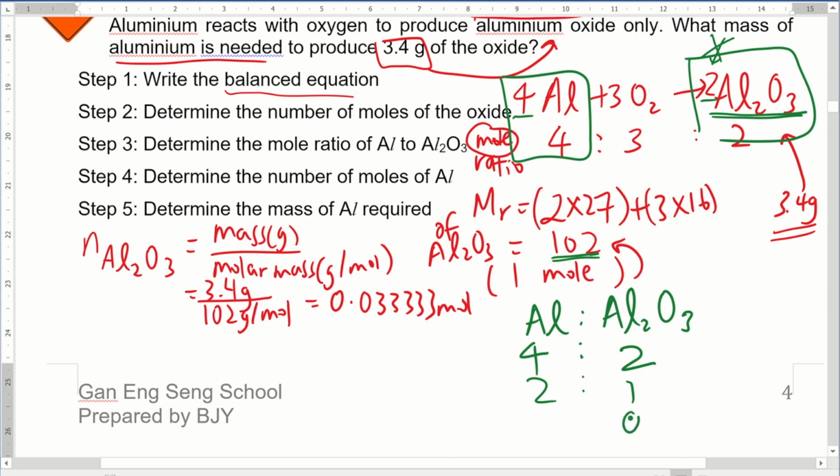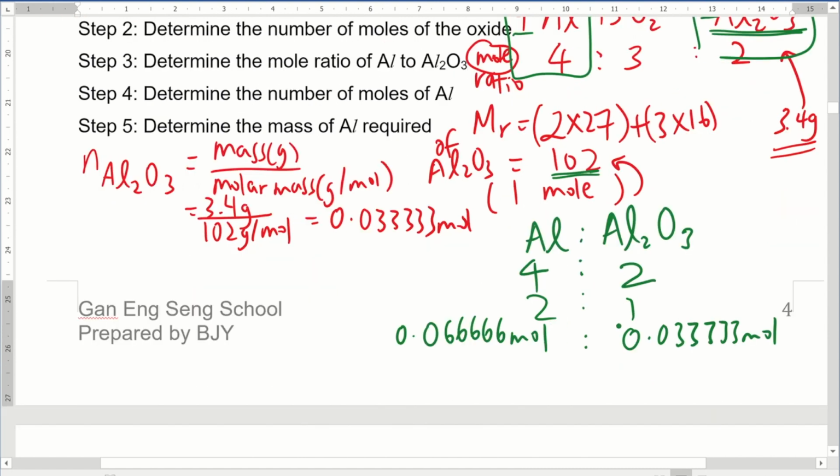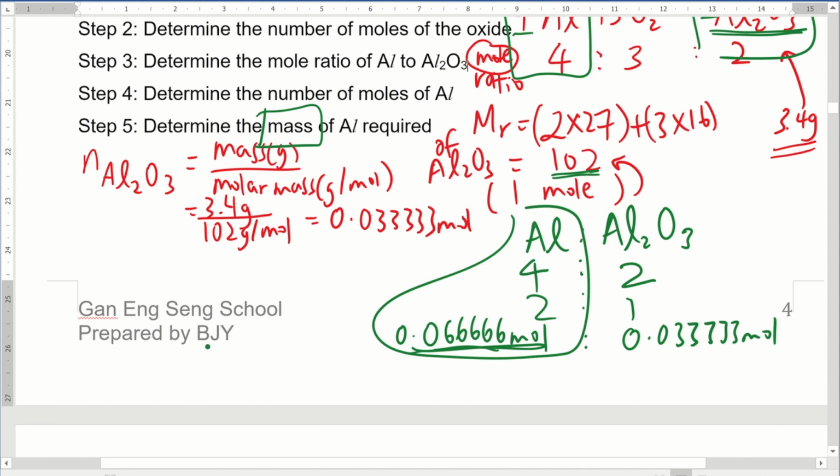So if my aluminium oxide is 0.033333 mole, this one will be 0.066666 mole. So the number of moles of aluminium is this. To form 3.4 gram of aluminium oxide, I will need this. So the question asks, what is the mass of aluminium required?